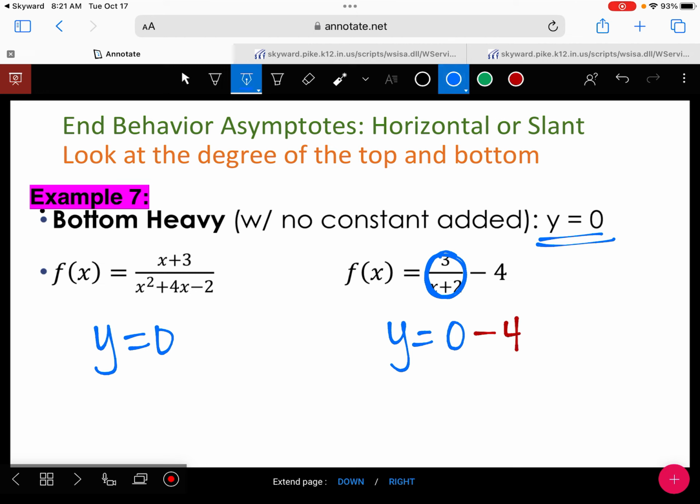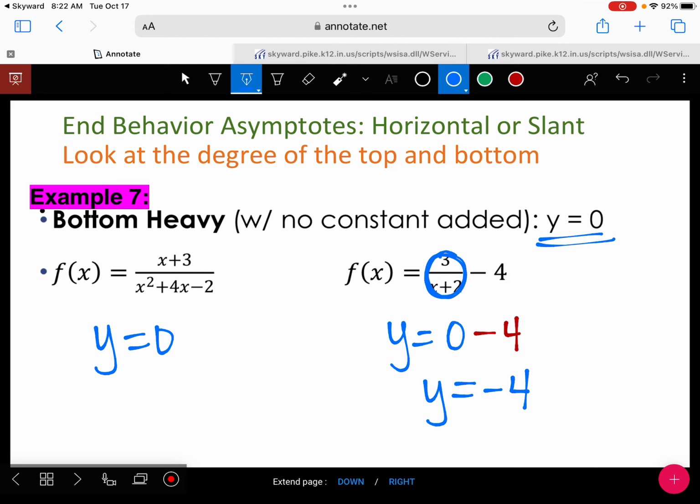So that would change our asymptote to y equals negative 4. But the main thing to keep in mind is if you don't have a constant added and there's a higher exponent in your denominator, it's just going to be y equals 0. And we'll graph, well, we don't have to graph it, you'll just have to state it, and we'll get to that towards the end of the class.